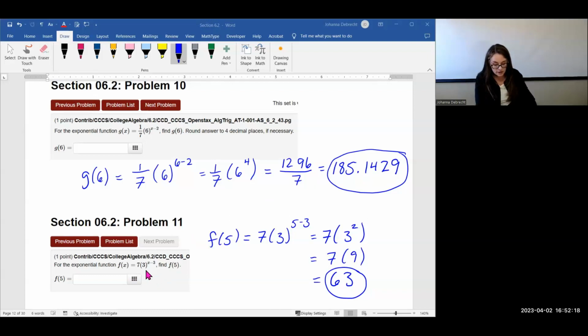Now on the next one, I'm looking for f of 5. So I take the exponential equation here. Notice that the power is a linear function of x. And I have 7 times the base 3 to the 5 minus 3 power, which is 2. So that gives me 3 squared, or 9. And 7 times 9 gives me 63.